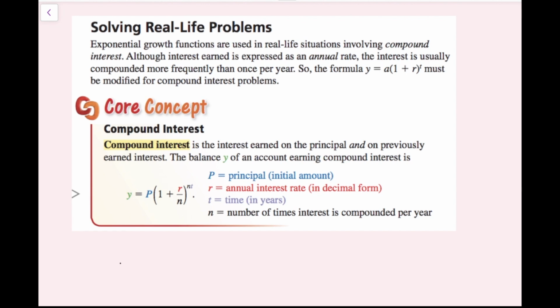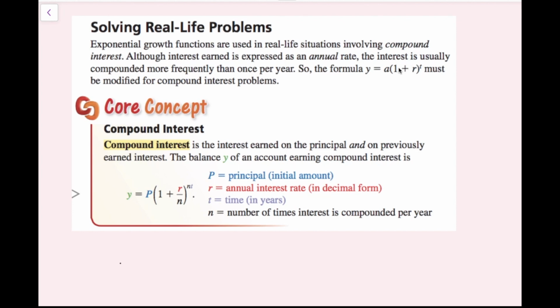The balance y of an account earning compound interest is y equals p times the quantity (1 plus r over n) to the nt power. Okay, where p is the principal or the initial amount, r is the annual interest rate in decimal form, t is the number of years, and n is the number of times that interest is compounded per year.